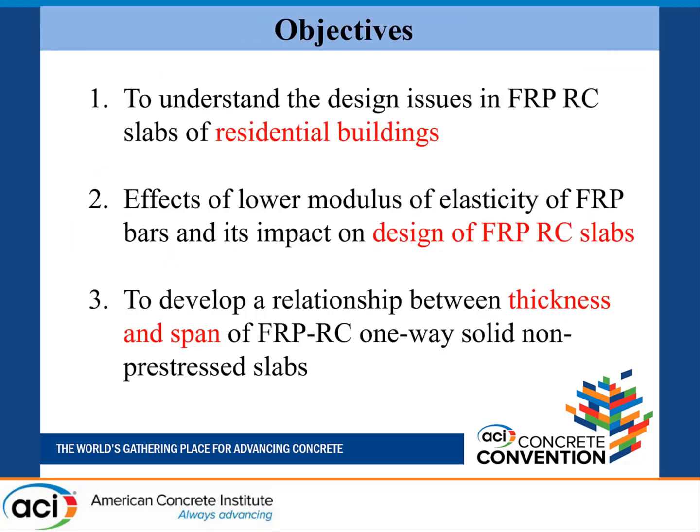So what are the objectives of this study? In the design of buildings, we observed a few things we want to discuss with you. The objective of this study is to understand design issues in FRP-RC slabs of residential buildings, the issues which I encountered during this design. And what are the effects of the lower modulus of elasticity of GFRP bars when you are designing with FRP? You may be aware of chapter 7 in the ACI 318-19 code. It provides a table in 7.3.1.1 where you have a relation. You can go directly and calculate the thickness of slabs, but no such relation is provided in design guides for FRP reinforcement. So I have developed that relation and I'll share it with you.